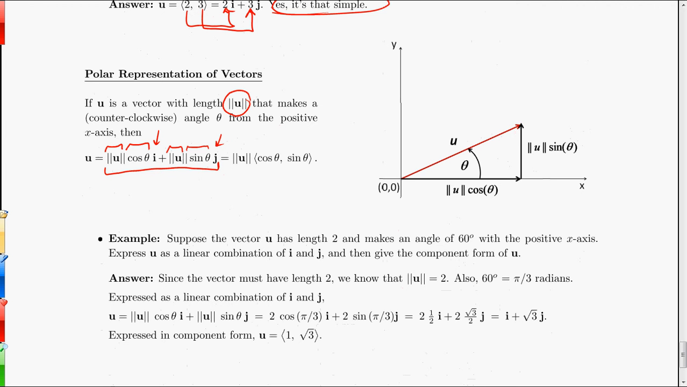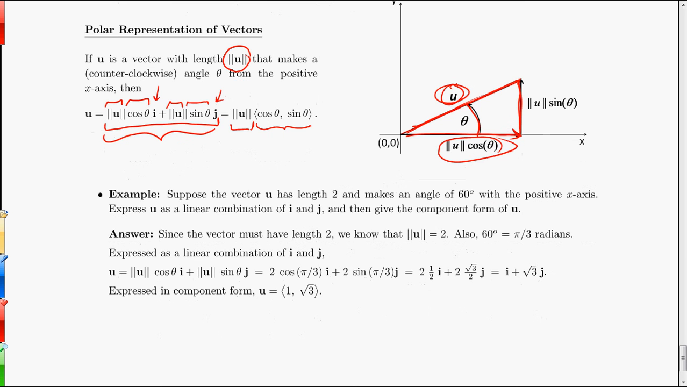Those come straight from trig. If you want this distance here, that is just this distance times the sine of theta. And if you want this distance here, that's just the length of this vector times the cosine of theta. So we can create these vectors if we know the angle the vector makes from the positive x-axis counterclockwise and its length. We can get the vector in this form, or in component form, you just take the length of u times (cos theta, sin theta).